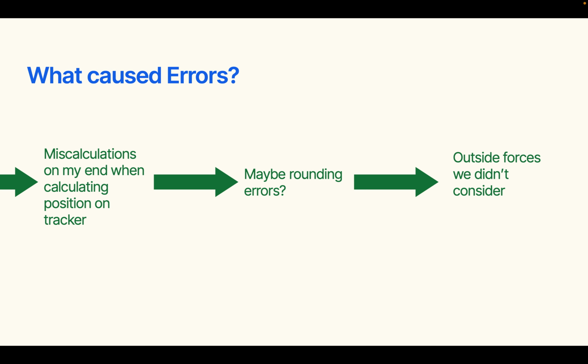Possible errors that could have caused the discrepancies in the points could have been the points of mass on the paper. Could have been rounding errors or outside forces like drag and friction.